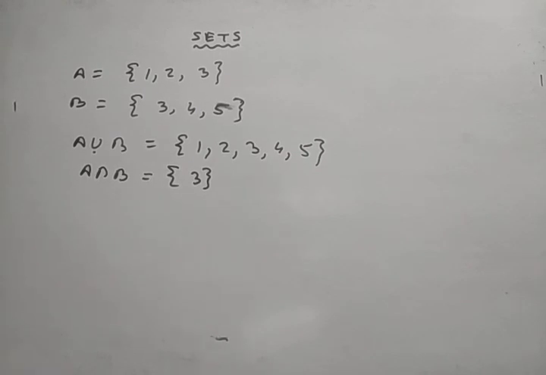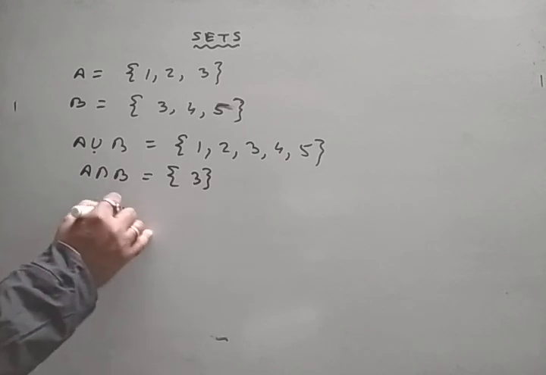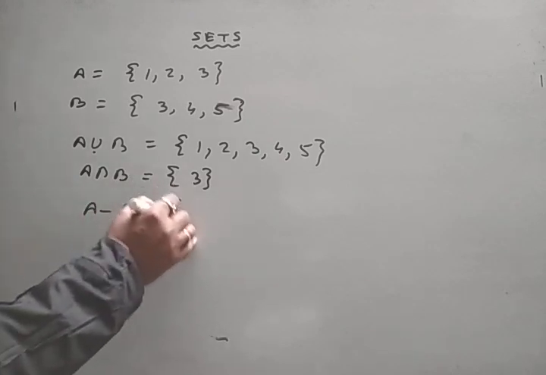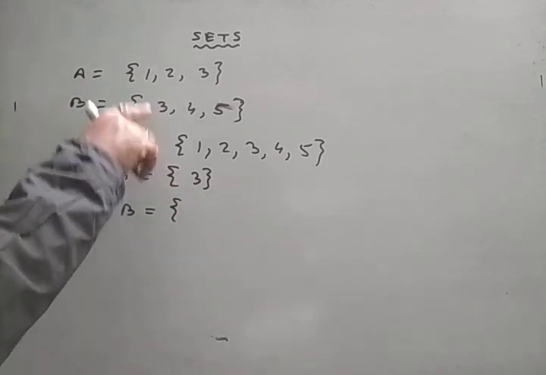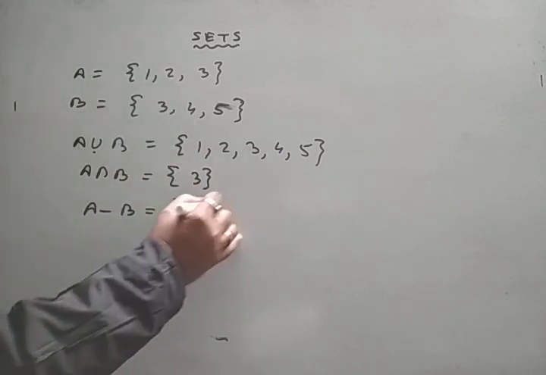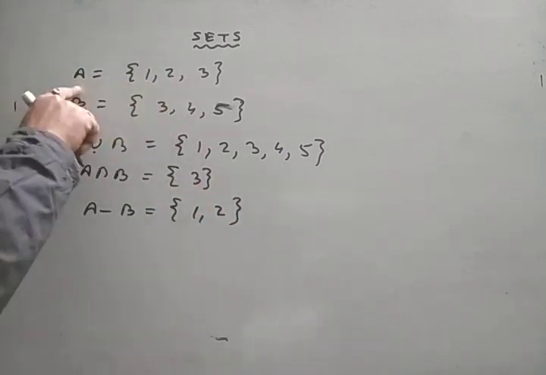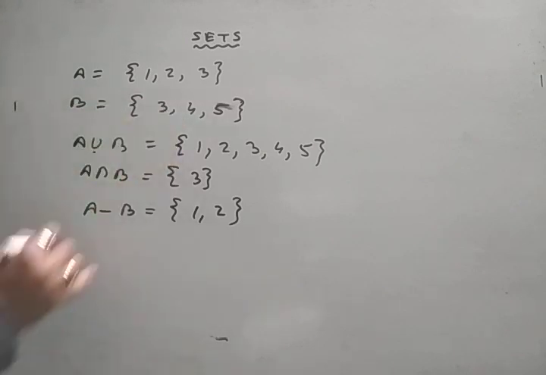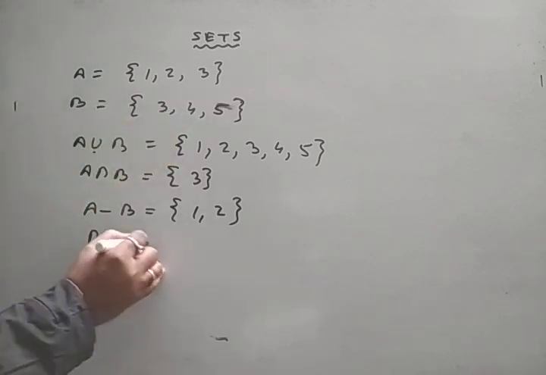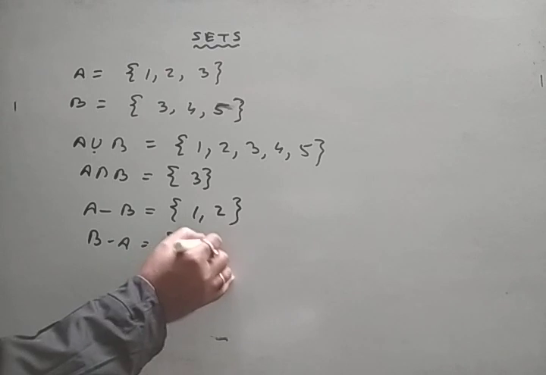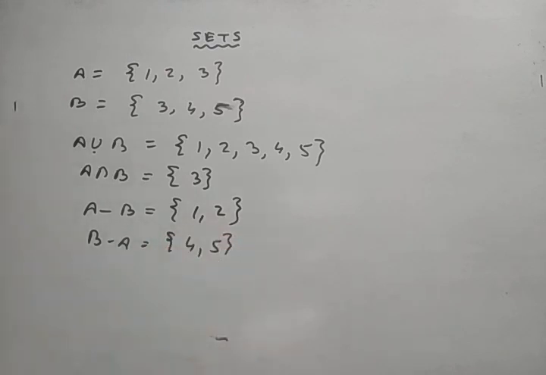A minus B is a set whose elements are in A but not in B. Therefore 1, 2 belongs to A but does not belong to B. Again, B minus A is equal to {4, 5}.